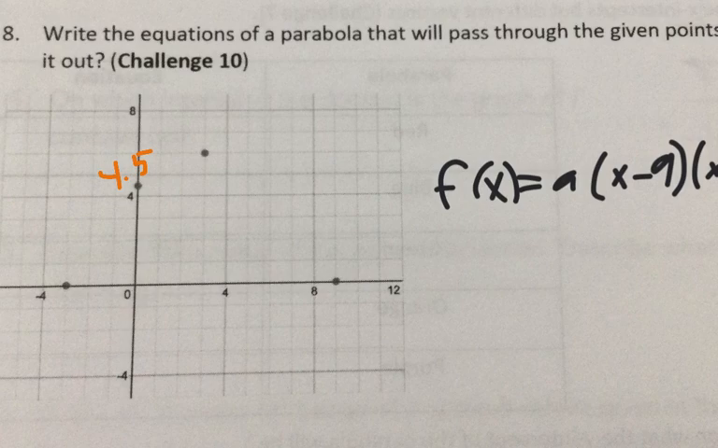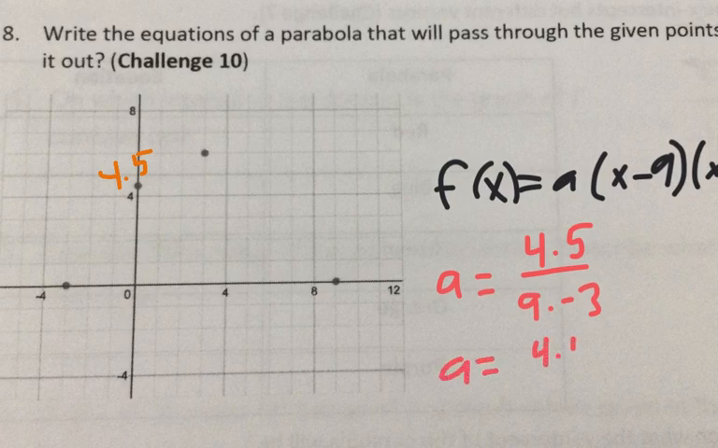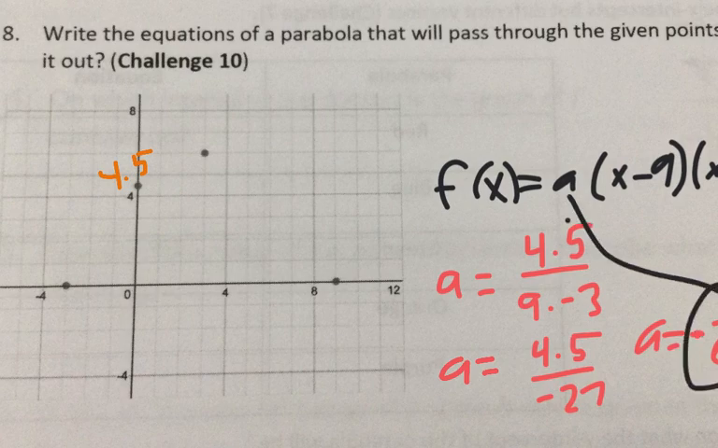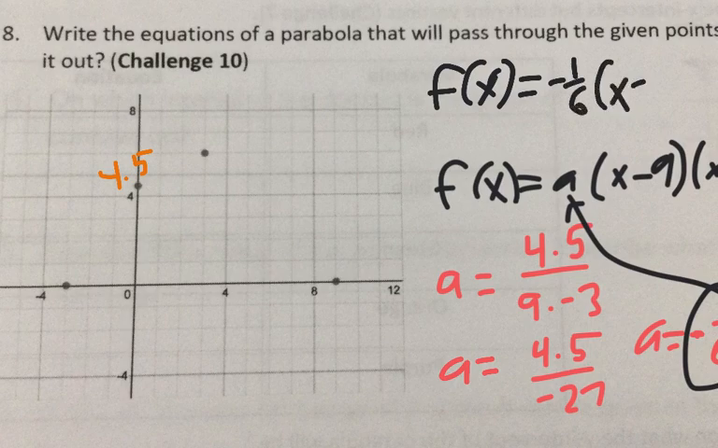Now, I don't know a, but I can find a by using that formula. The y-intercept over, multiply your two x-intercepts. 9 times -3. That means a is 4.5 over -27. So a is -1/6. And so once I plug that in, my final answer is f of x equals -1/6 times x minus 9 times x plus 3.